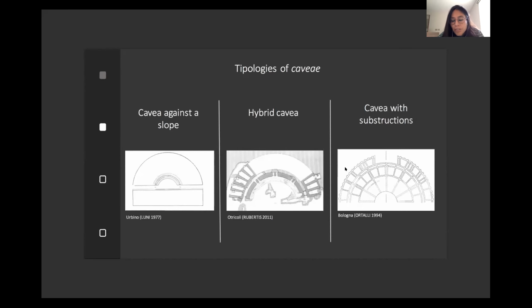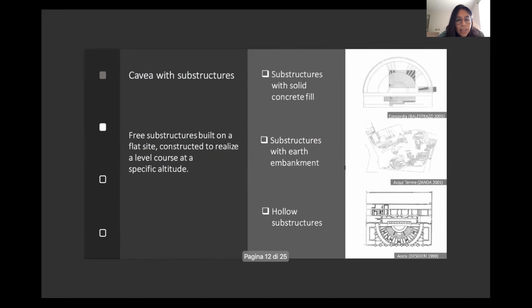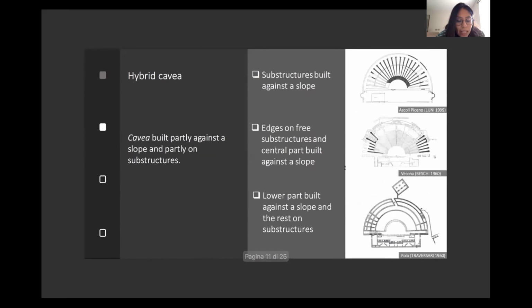Therefore, I divided these typologies of the cavea. A cavea against a slope means a cavea built against a slope, not a slope transformed into a cavea, similar to the cavea of most Greek theaters. It can have a few walls to help sustain the cavea. A hybrid cavea is a cavea built partially against a slope and partially on substructures.